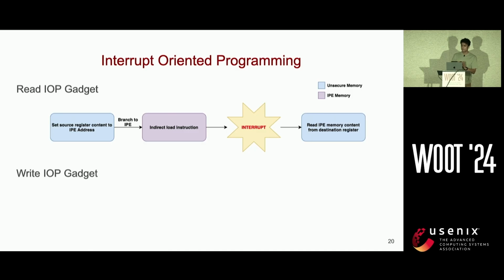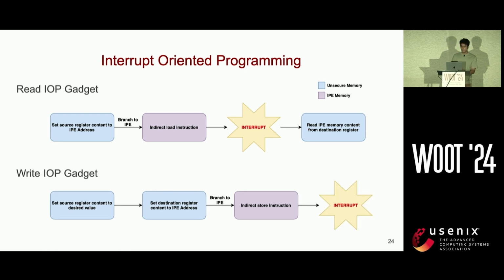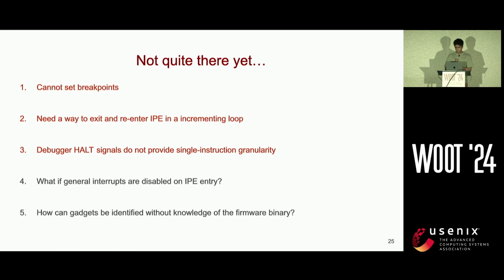In a similar fashion, we can also leverage indirect store instructions to write a desired value to a desired IP memory address. First, the adversary sets the source register of the indirect store instruction to the desired value they want to write. Then they set the destination register to the IP address they want to write to, followed by a branch to the indirect store instruction in the IP zone thanks to vulnerability 2. Finally, the adversary interrupts the CPU on the execution of the indirect store instruction to complete the write to the IP memory address. Now, we have addressed the first three challenges.